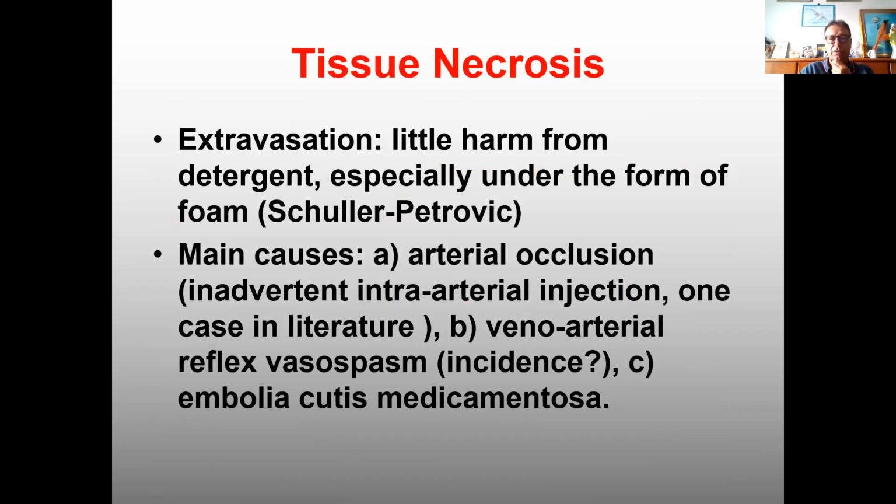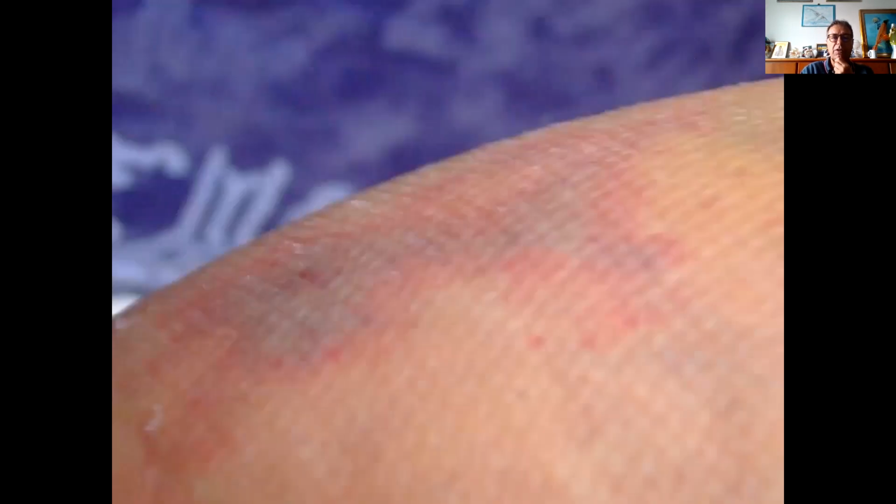Tissue necrosis is typically due to extravasation, but when you have tissue necrosis, you should consider the possibility of an inadvertent intra-arterial injection, but especially of a veno-arterial reflex vasospasm, because this is possibly the most advocated mechanism in these cases.